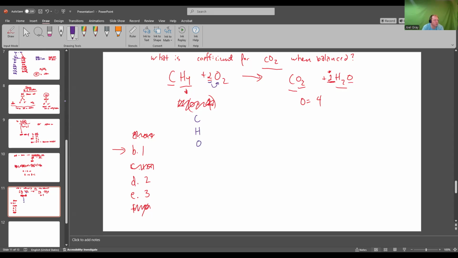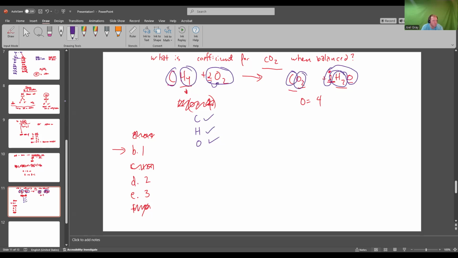And so then we basically just have to say C, H, and O. Are our carbons balanced? We've got 1 and 1. Check. Are our hydrogens balanced? We've got 4. We've got 4. Check. Oxygens. We've got 4. Then we've got 2. And then we've got 4. Check. We're balanced. We're golden.